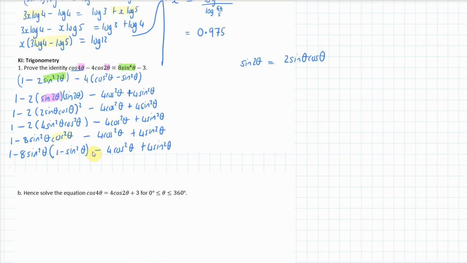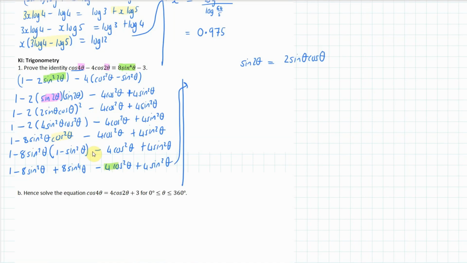Okay, so we get 1 minus 8 sine squared theta when we expand this bracket, plus 8 sine to the power of 4 theta minus 4 cosine squared theta plus 4 sine squared theta. Now I've pretty much run out of room there, so we'll bring everything over to here. Now, what have we got here? I think we're doing pretty well.